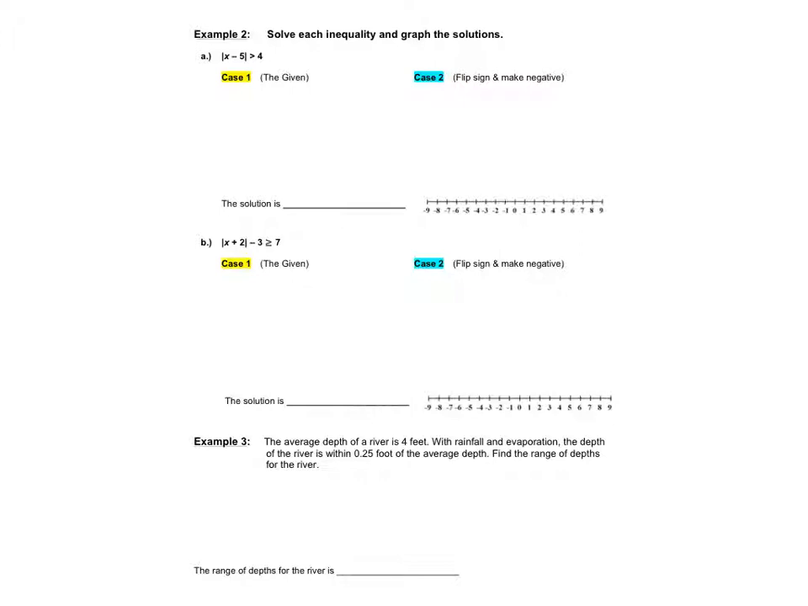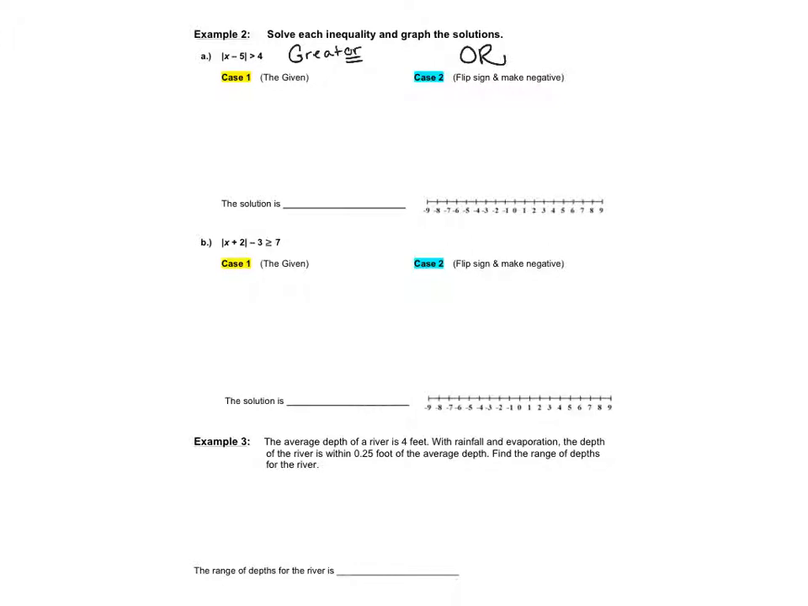Now the difference for these example 2 problems is that these are greater than symbols. When we have greater, it's going to be an or, because these are or inequalities. And I'll show you what that means.